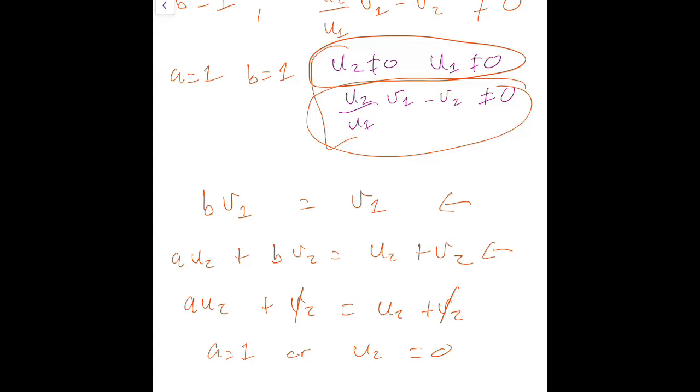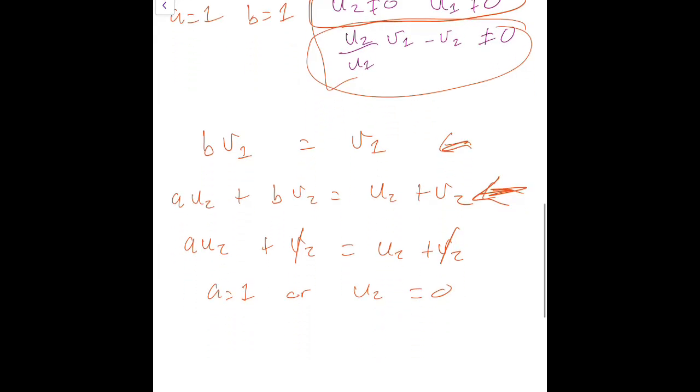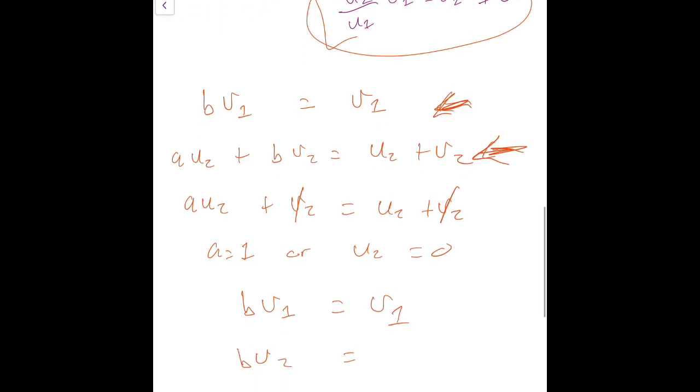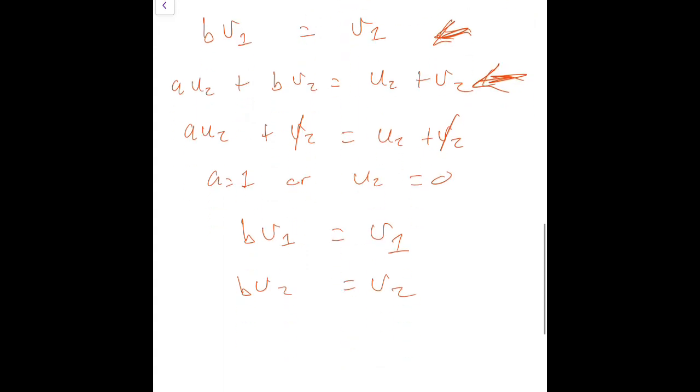Okay, what happens if U2 is equal to 0? Well, if U2 is equal to 0, the system of equations now reads B V1 is equal to V1, and the bottom equation reads B V2 is equal to V2. So we're assuming now that V1 is not equal to 0, and this equation doesn't give us any more information about B than this equation. Okay, so that kind of handles the case where V1 is not equal to 0.